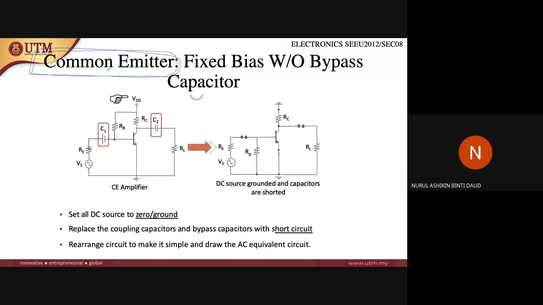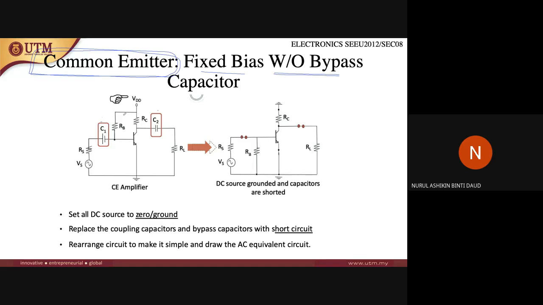In this case, it is common emitter fixed bias, without bypass capacitor. It means there is no capacitor here at the emitter. The bypass capacitor is always located at the emitter part of the transistor. These capacitors C1 and C2 are coupling capacitors. So you should know what a bypass capacitor is and what a coupling capacitor is. In this case, there is no bypass capacitor at the emitter.